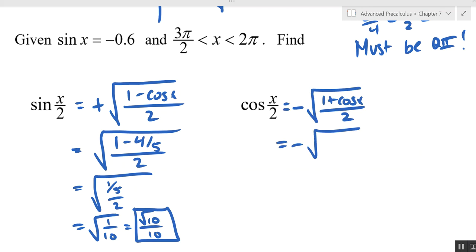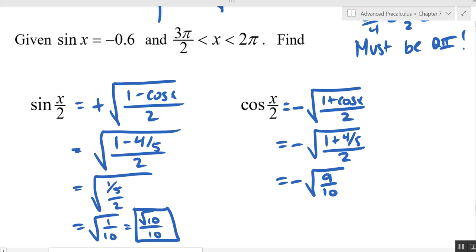So for cosine, we know cosine is negative in quadrant 2. We're just going to follow the same formula, and we get 1 plus 4/5 over 2. So 9/5 over 2, or 9/10. You can rationalize this. We wind up getting negative 3 over root 10, or negative 3 root 10 over 10.